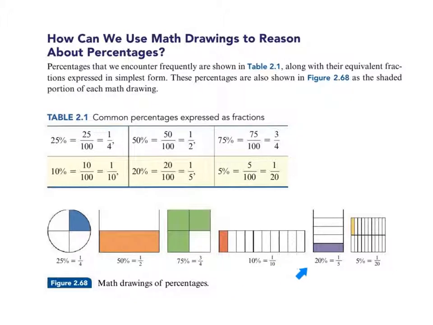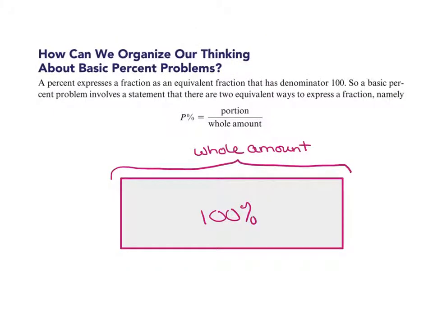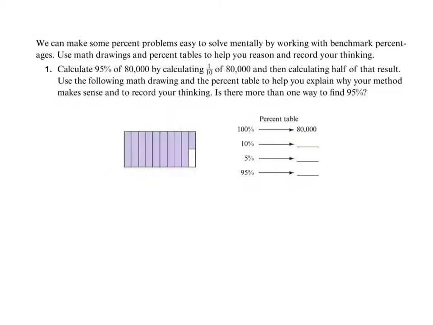Probably the most useful one is this math drawing for 10%. This idea of breaking the whole into 10 equal parts, each part being 1/10 of the whole, or 10%. We can organize our thinking about basic percent problems as the percent being the portion out of the whole amount. So the whole amount is the 100%. Let's look at this example from our class activity.